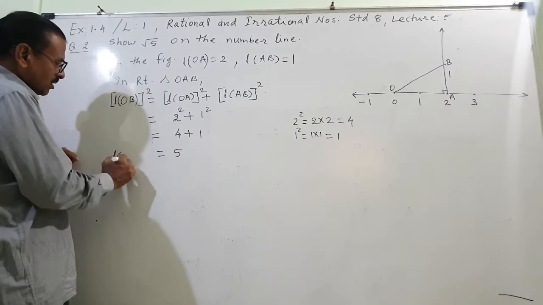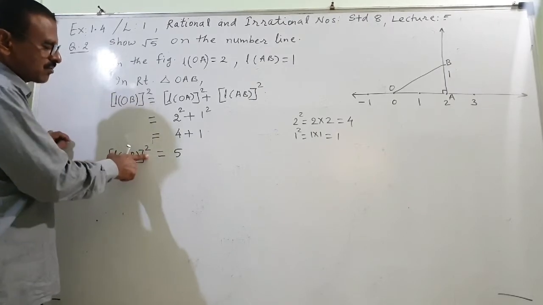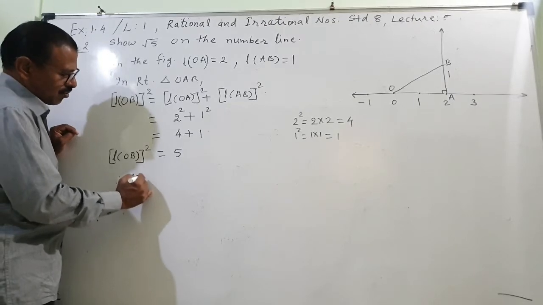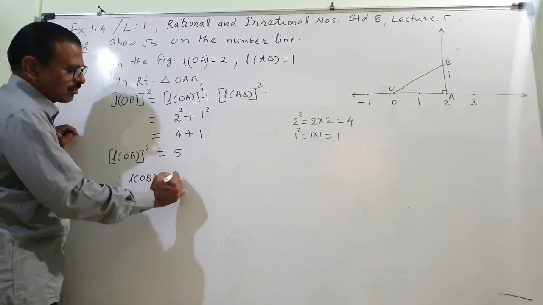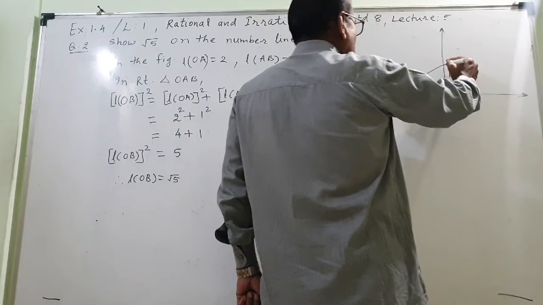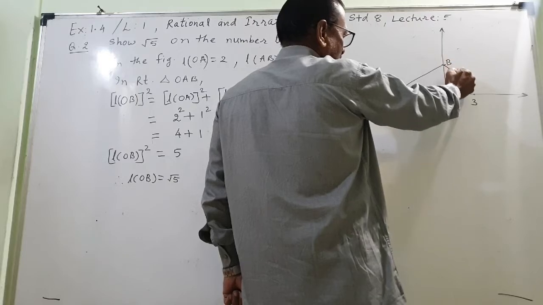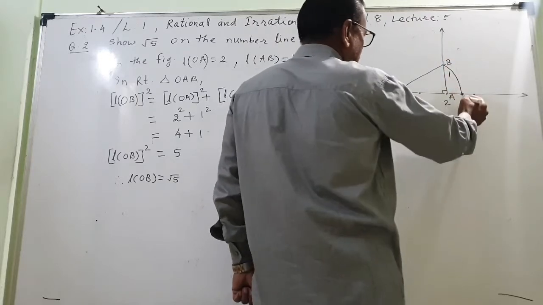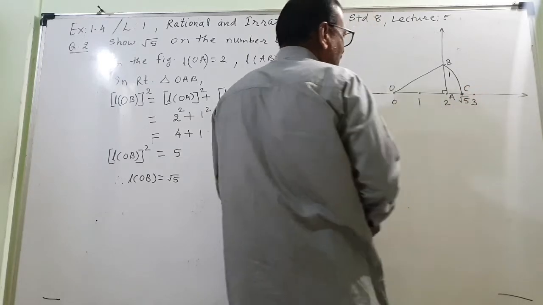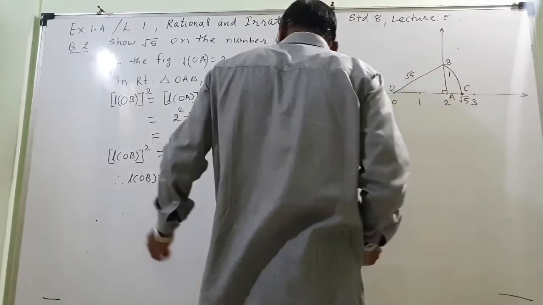But this is length of OB, its square. If I take the square root, here it will go under the root side. Therefore, length OB is equal to root 5. So this length OB is equal to root 5. So this distance I will take in the compass and draw an arc like this. This point will be C point and this is root 5. Why is this so? We have just seen, OB equal to root 5.